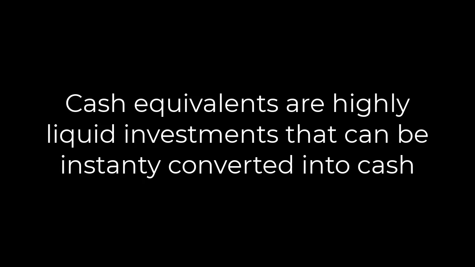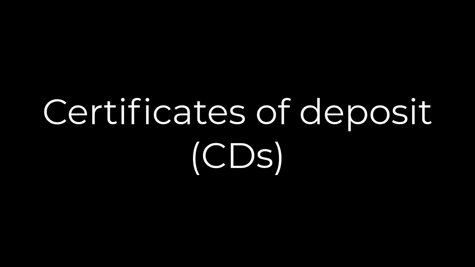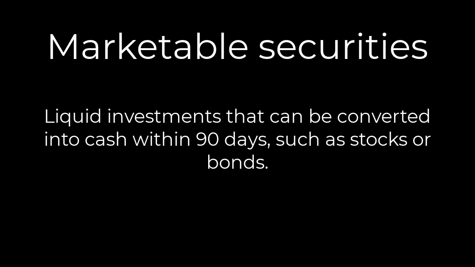Cash is pretty self-explanatory. It is physical cash and coins, but also money in the bank. Cash equivalents are highly liquid investments that can be instantly converted into cash. Things such as short-term treasury bills, certificates of deposit, and commercial paper. Marketable securities are liquid investments which can be converted into cash within 90 days, such as stocks or bonds.